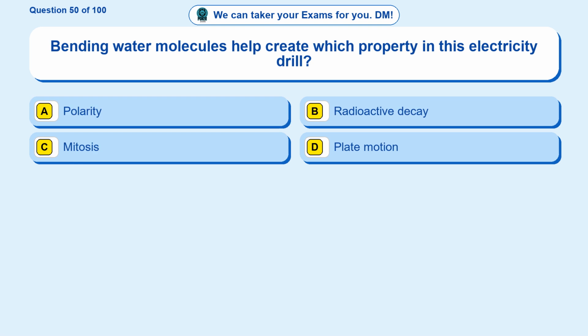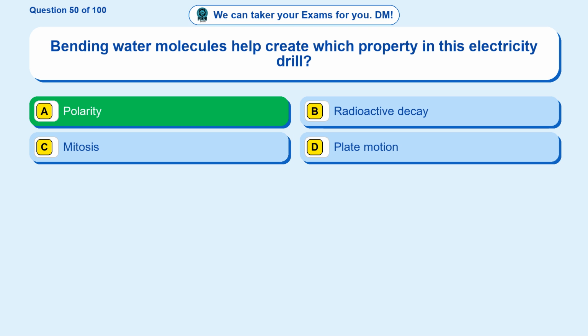Question 50. Bending water molecules help create which property in this electricity drill? Option A, polarity. Option B, radioactive decay. Option C, mitosis. Option D, plate motion. The correct answer is option A.